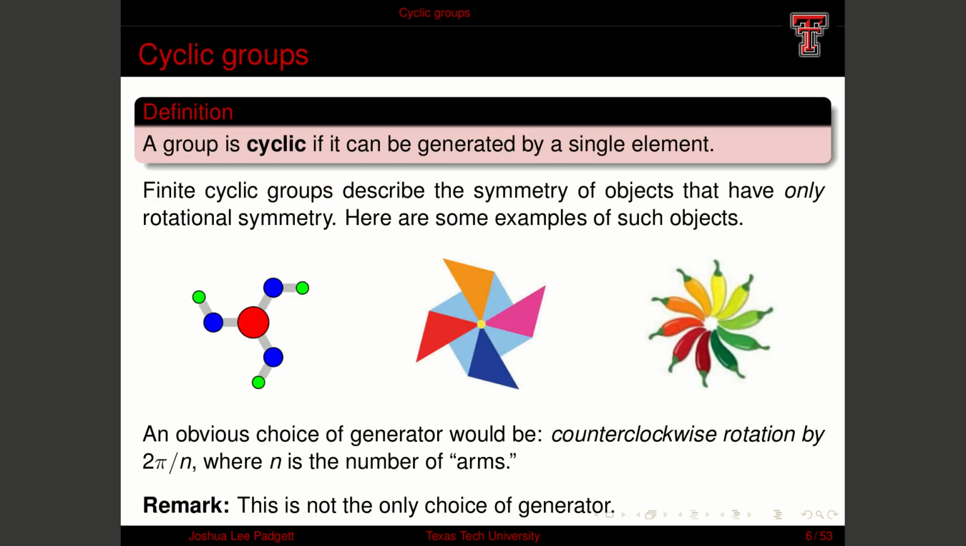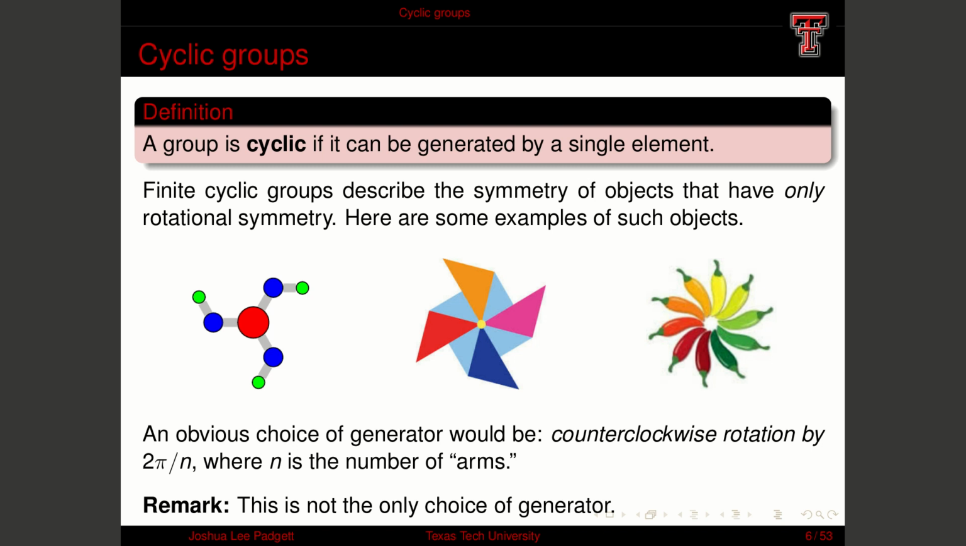So first are cyclic groups, and a group is cyclic if it can be generated by a single element. So finite cyclic groups describe the symmetry of objects that only have rotational symmetries. So these kind of objects are examples of this. What you should notice is if I try and do any kind of flipping, it won't take up the same space, but I am able to do certain amounts of rotations and it will preserve the same space. And so with this, the key thing here is that it's generated by a single element.